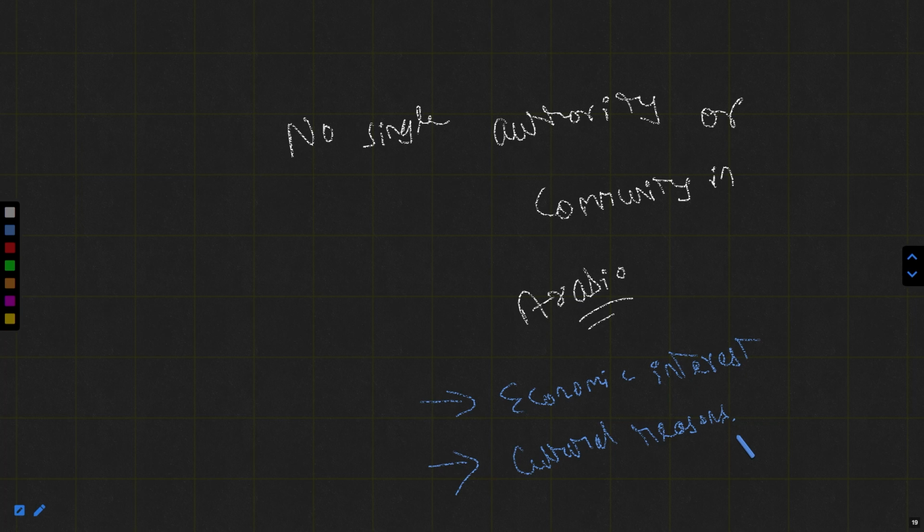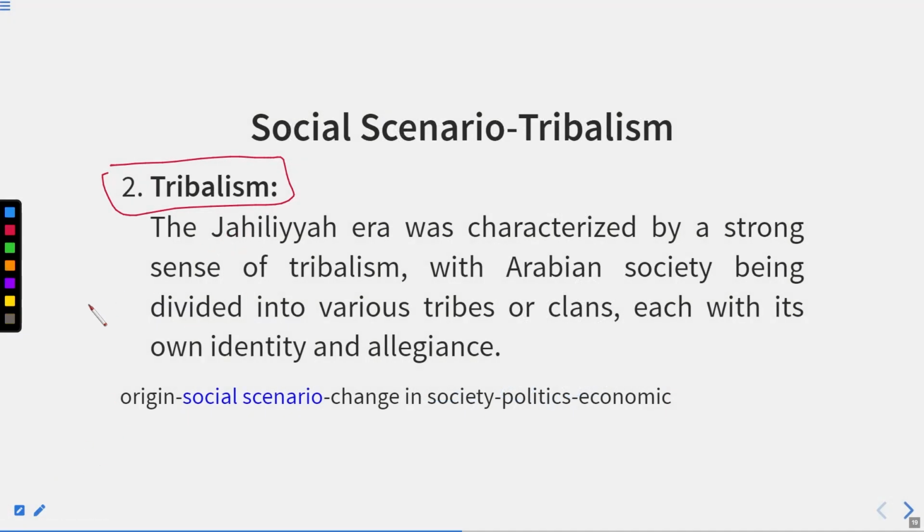Okay, these were the two main things that got them bound together. Apart from these two things, there was nothing that the people could live with each other. That was because of the tribalism. People were divided into tribes having their own identity and allegiance. The people who were living in the same regions did not have sympathy and brotherhood for the other ones.